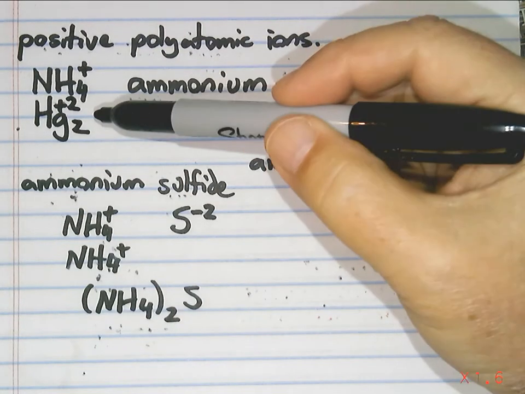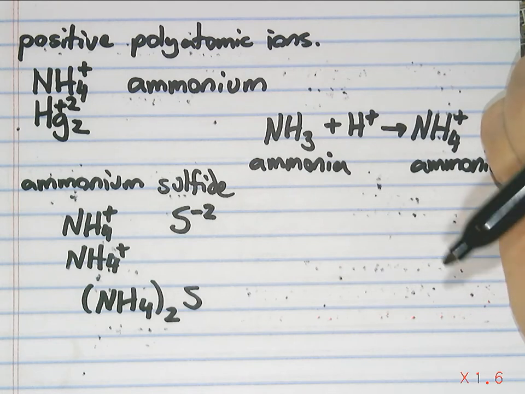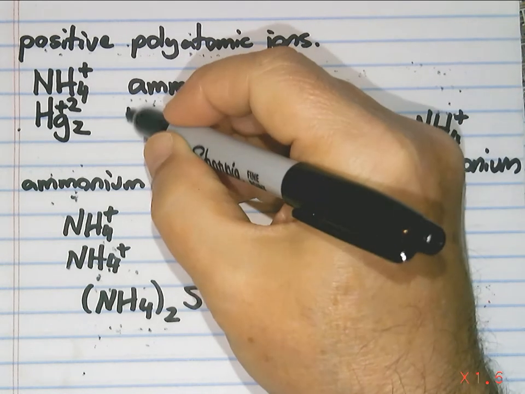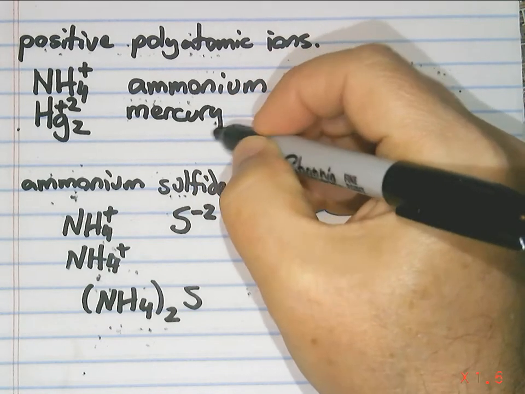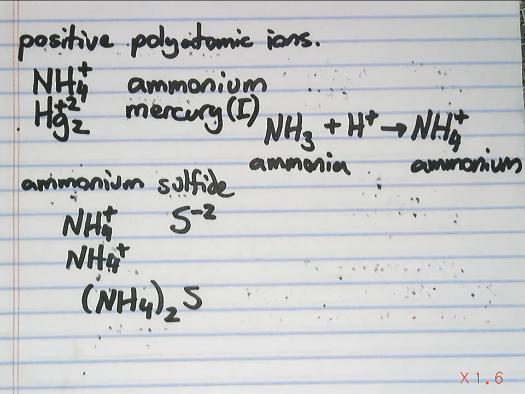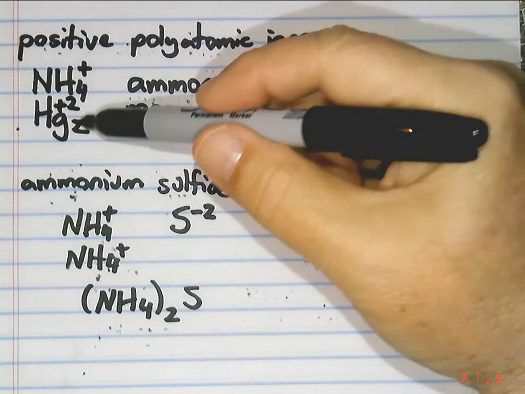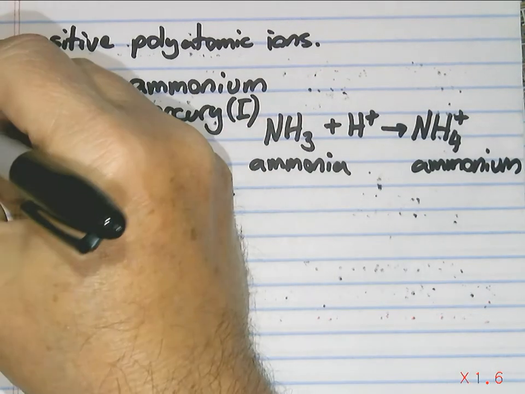This is 2 mercuries that are hooked together that have a total +2 charge. And what they call it is a mercury 1 ion. Now, why would they call it that? Because you don't see any 1s anywhere in the formula here. Well, picture this ion as looking like this.